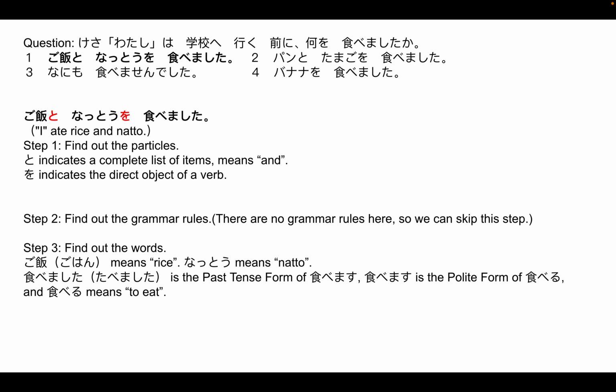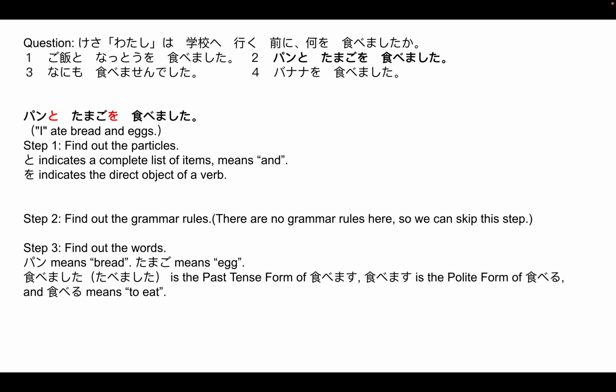ご飯と納豆を食べました。I ate rice and natto. To indicates a complete list of items, means and. Wo indicates the direct object of a verb. Since there are no grammar rules here, you can skip step 2. And step 3. Gohan means rice. Natto means natto. Tabemashita is the past tense form of tabemasu, and tabemasu is the polite form of taberu. And taberu means to eat.